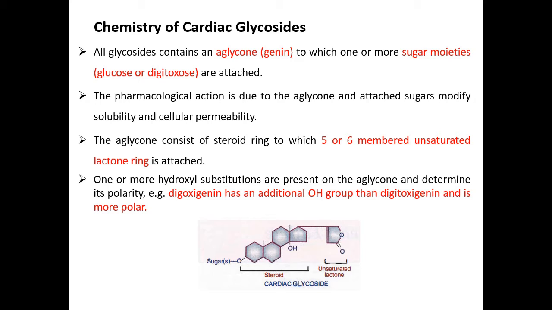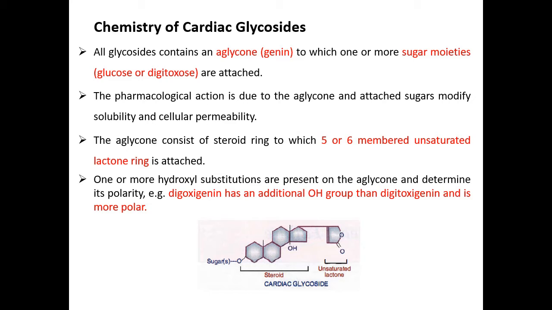What is aglycone? Aglycone is basically the cyclopentanoperhydrophenanthrene nucleus, to which unsaturated lactone rings, 5-member or 6-member, are attached. As you can see in this figure, in cardiac glycoside, the steroid nucleus or cyclopentanoperhydrophenanthrene nucleus has an unsaturated lactone ring attached. This whole moiety is the aglycone part, and it is attached through an oxygen group to the sugar. So along with sugar, this aglycone forms the cardiac glycoside.